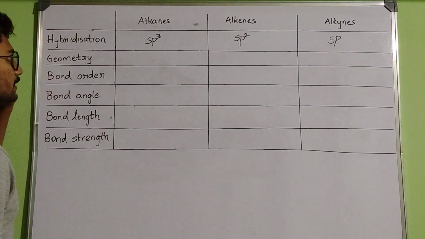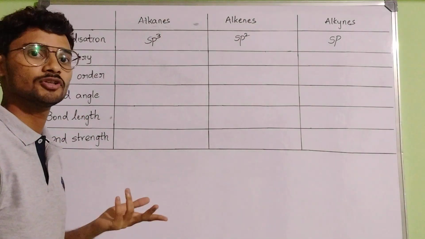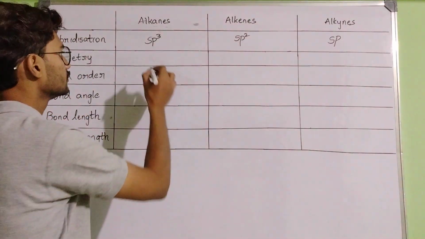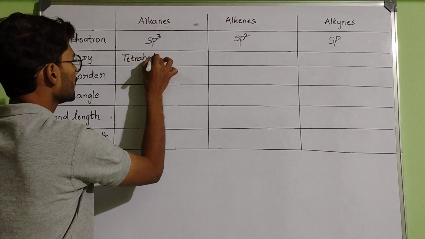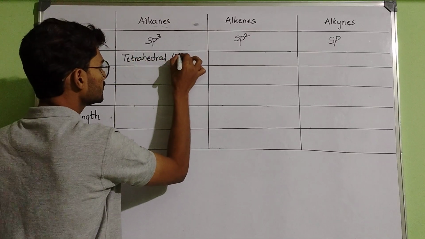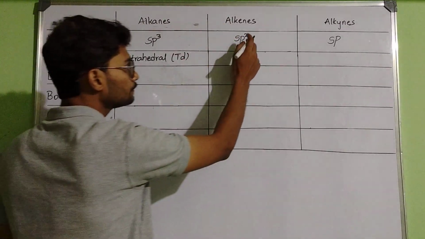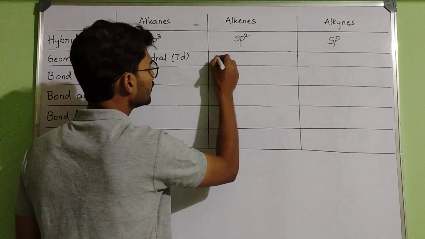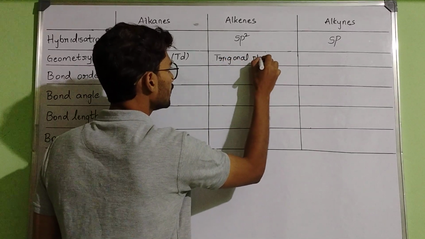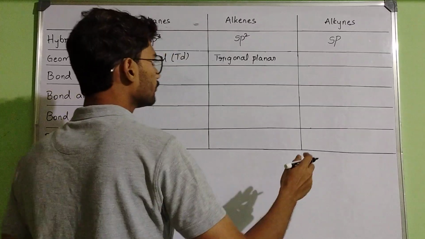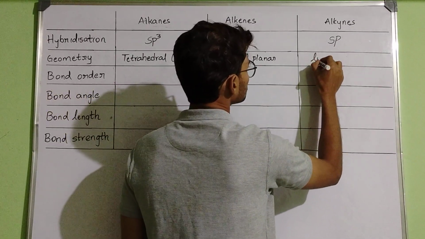Now geometry. Whenever sp3 hybridization comes, the geometry taken by such a molecule is always tetrahedral. The tetrahedral is simply written as TD. Now coming to alkene systems, the geometry for sp2 hybridization is always trigonal planar structure. Trigonal planar. The geometry for alkyne system is linear.